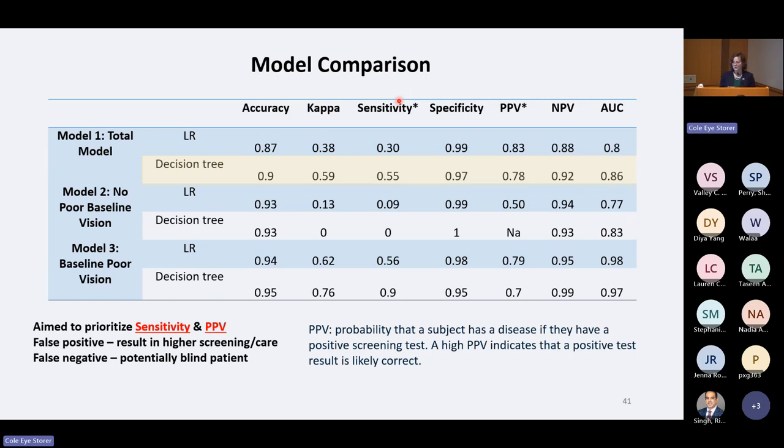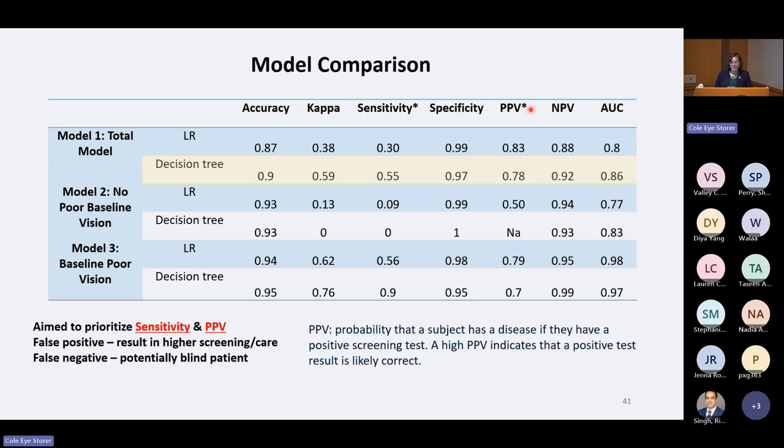If they were more that were false negative, we might lose more patients, and therefore more patients might end up with legal blindness. Now, positive predictive value, this balances off of this, and it's the probability that a subject has a disease if they have a positive screening test. So a high positive predictive value would indicate that a test is likely correct. And so that's why we aim to prioritize those 2 values here.